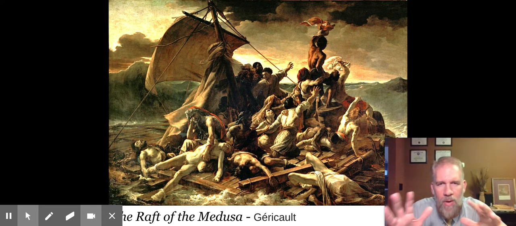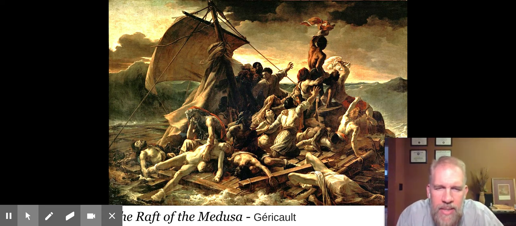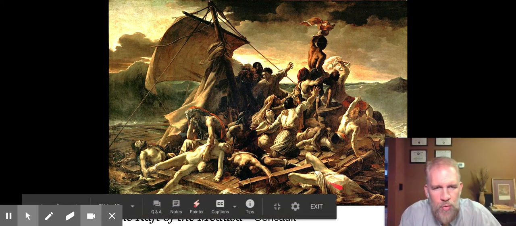It overall has a sort of murkiness to it. There are figures here in the front. Right here in the lower right, there's a figure that's sort of draped backwards off into the sea. You've got kind of an old man here that clutches this, we think, dead body. There are other figures that are sort of laying on the deck of the raft.